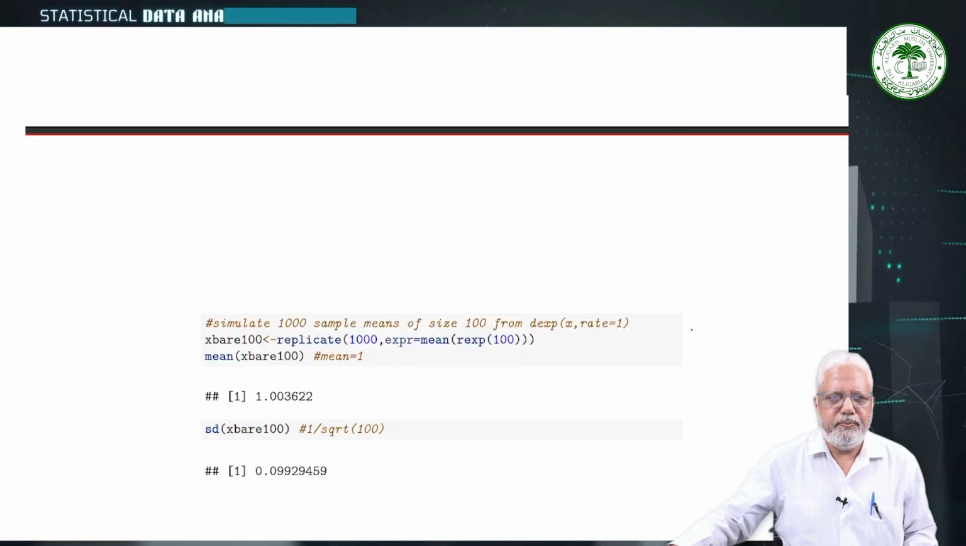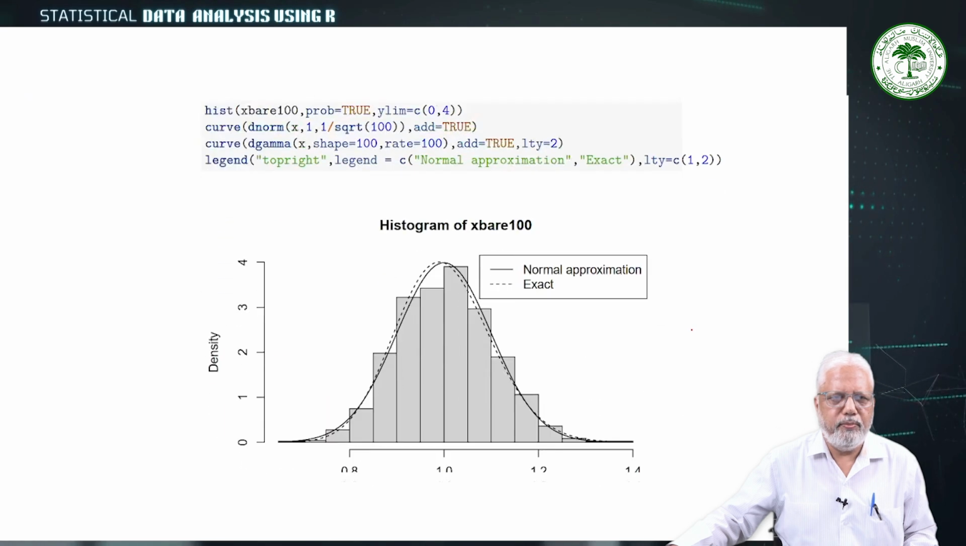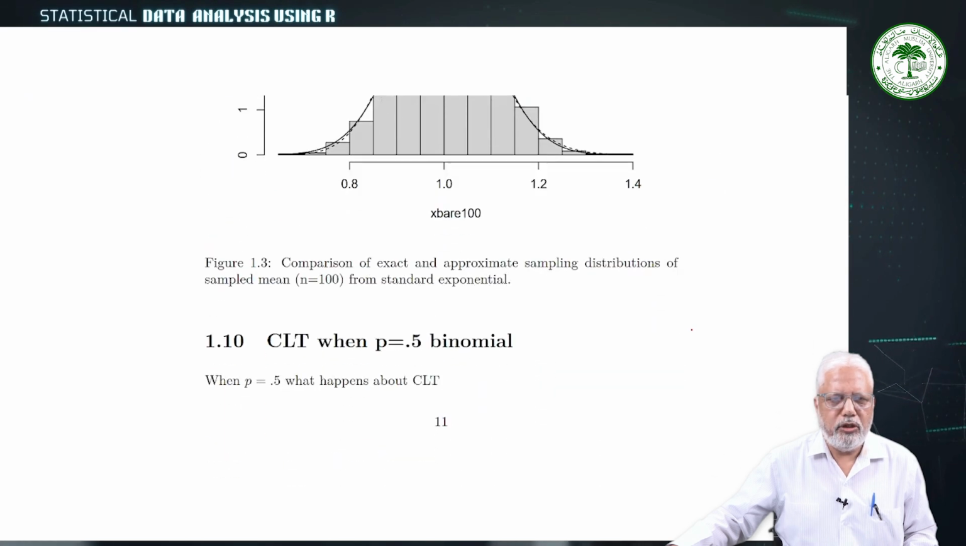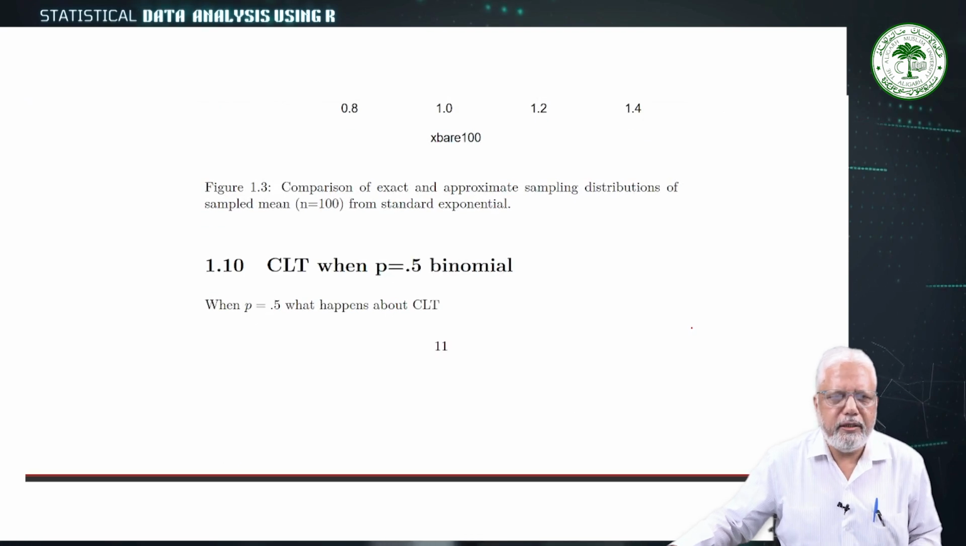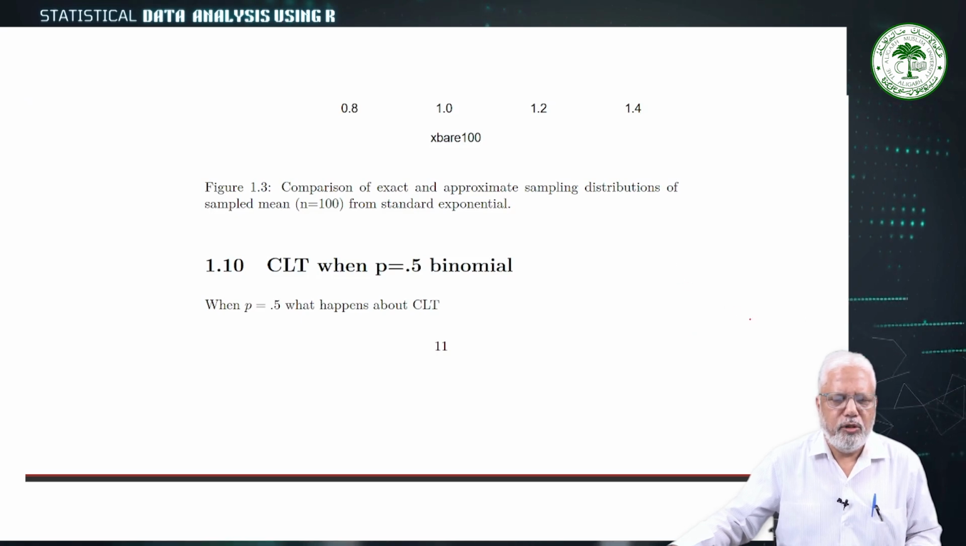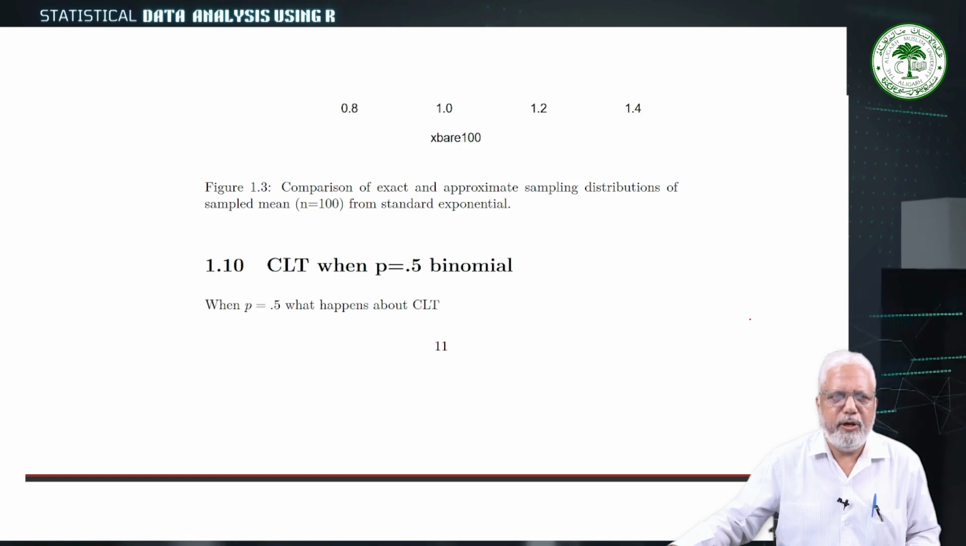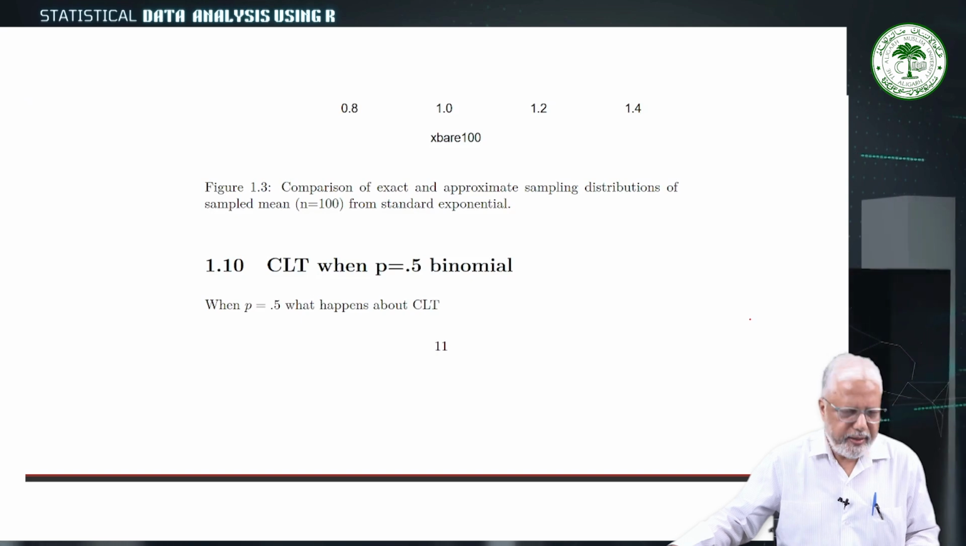Well, my dear participants, today I am going to talk about the extension of the central limit theorem when the parent is a binomial distribution with probability p equal to 0.5. So, when p is equal to 0.5, what happens about CLT, the central limit theorem?